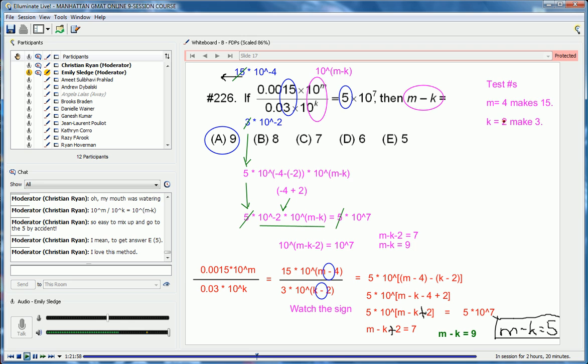So what that tells us is that m ought to be 7 bigger. So it needs to be 4 plus 7 to change our test numbers. So if m equals 11 and k equals 2, then m minus k equals 9. That's another way to go.